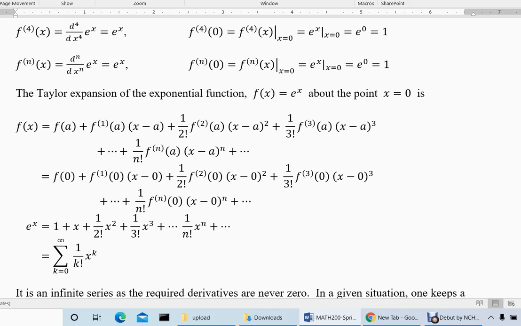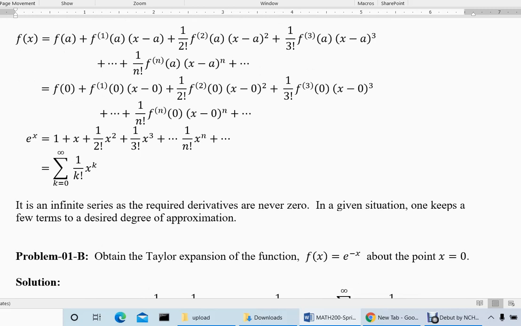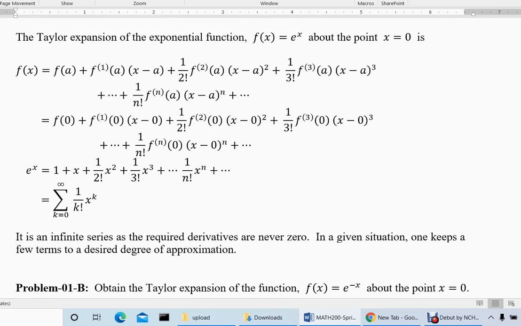when you simplify this expression, you will get e power x equal to 1 plus x plus 1 over 2 factorial x square plus 1 over 3 factorial x cube plus 1 over n factorial x power n. This is an infinite series. The process will never stop, and you can use the sigma notation 1 over k factorial x power k going from 0 to infinity. Now 0 factorial is 1, we have seen, and x power 0 equal to 1. So your first term is 1.